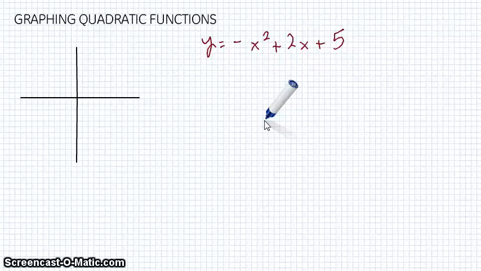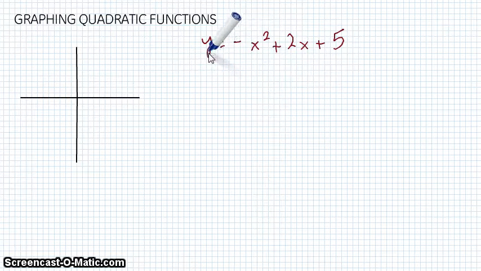This is a mini lesson as a reminder of how to graph quadratic functions. We have our function here, y equals negative x squared plus 2x plus 5. Remember, since this is a quadratic function, it's going to be in the shape of a parabola. We also know that this is going to open downward because of our negative right there on the a. So that also means our vertex is going to be a maximum point, which we'll look at here in a minute.